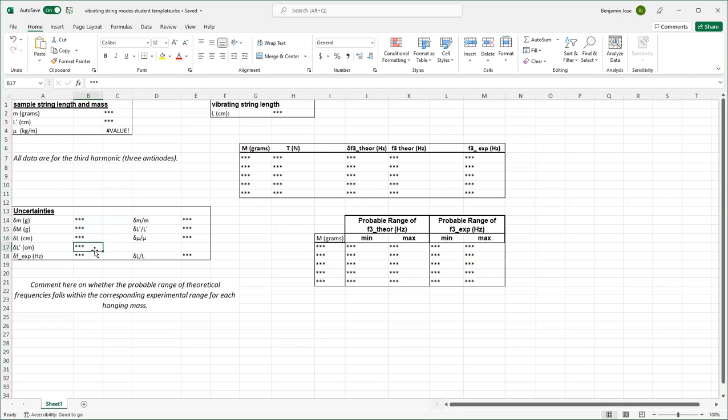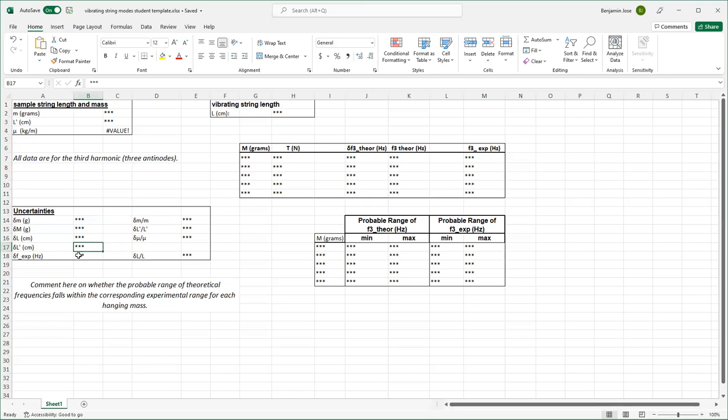Okay, similar considerations for the sample string length. You had to stretch it out and measure it with the meter stick. If the ends of the string are frayed and maybe you actually stretched the length a bit by pulling it taut, then there's some uncertainty there as well. Pick a number that makes sense. I think 1 centimeter might be a little too much, but that would be a reasonable answer.